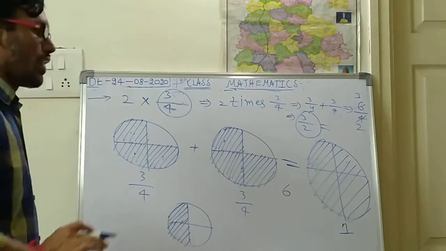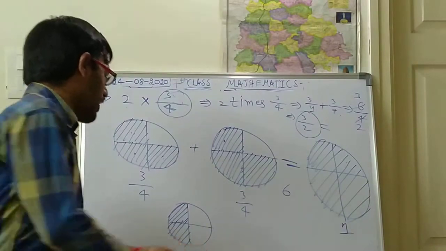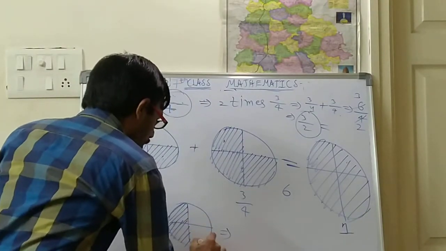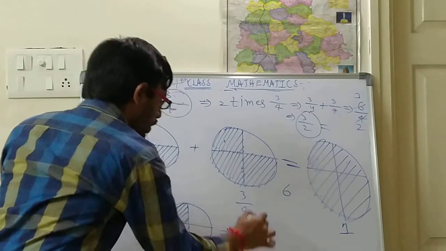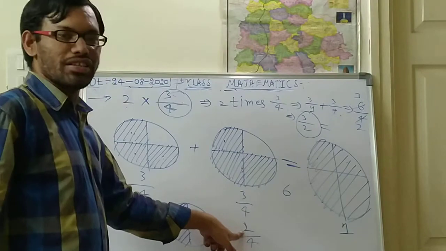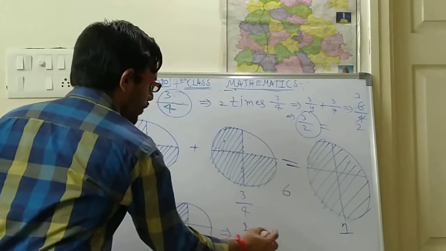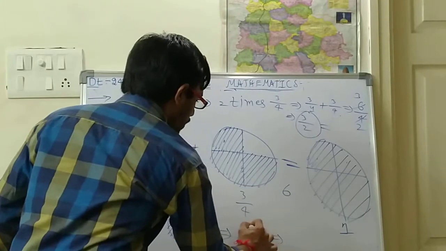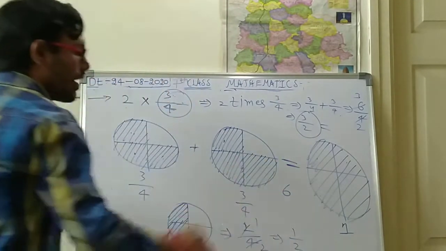Now I think you are understanding. This is one whole part, and this is half part. Is it right, children? This is half part. Okay. So 2 by 4. In this only 2 by 4 are there. Out of 4 parts only 2 parts are shaded. So what is the answer? 2 by 4 means 1 by 2. Okay. 1 by 2 is the answer.